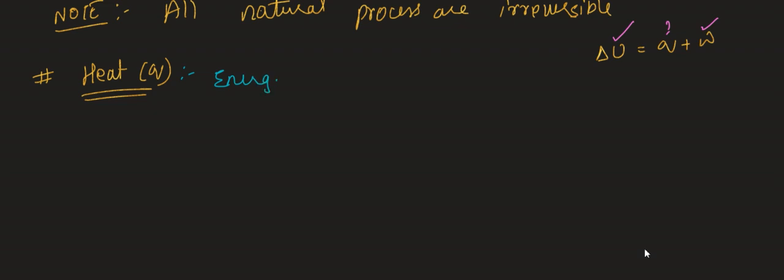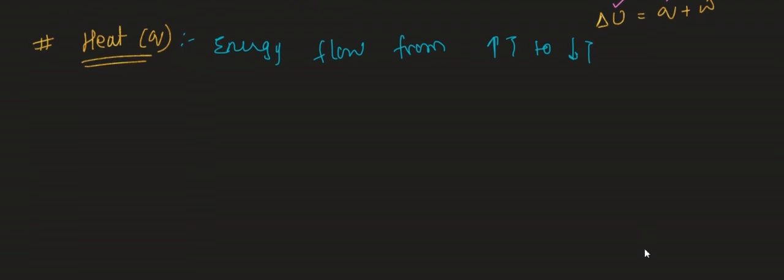Heat is nothing but an energy which always flows from high temperature to low temperature. Now this heat is further divided into three types. Like work is divided into two types, heat is also divided into how many types? Three types. What are those?